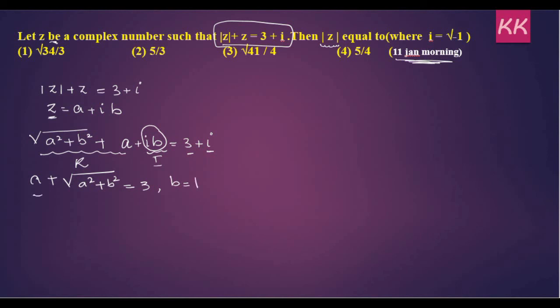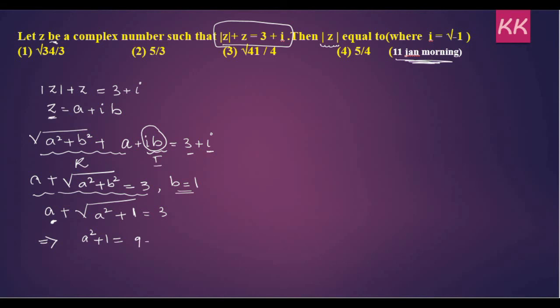Now, this b value I will substitute in the condition a plus square root of a square plus b square is equal to 3. So, what will I get? B square means here b value is 1. If you substitute b value 1, we get a plus square root of a square plus 1 is equal to 3. Now, I will bring this a to the right hand side, and you will get 3 minus a, and we will square on both sides. The square root will be cancelled. After that, a square plus 1 is equal to 3 minus a whole square.